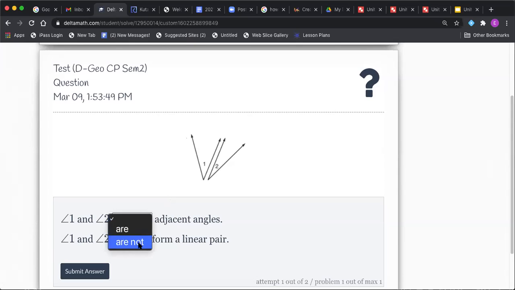I say those are not adjacent. Why not? They don't have a common vertex. And guess what? If they're not adjacent, they can't form a linear pair. So I don't even need to look at the diagram again. I already know they do not form a linear pair. They're not adjacent. They can't stand a chance to form a pair. Okay? Because it will mark you wrong and just get these wrong.